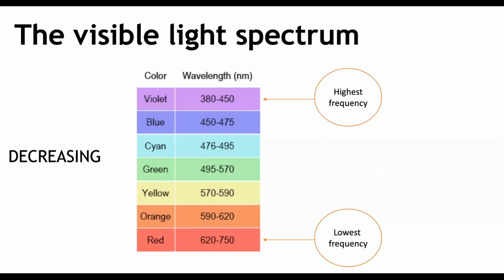When you say increasing, you will start from the lowest frequency if ang increasing siya. Kay pataas. So you will start from the lowest frequency, proceed to orange, yellow, green, cyan, blue, violet. So pataas, kay increasing man. Okay? That is our visible light spectrum.